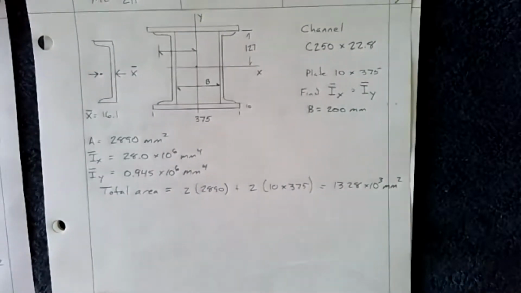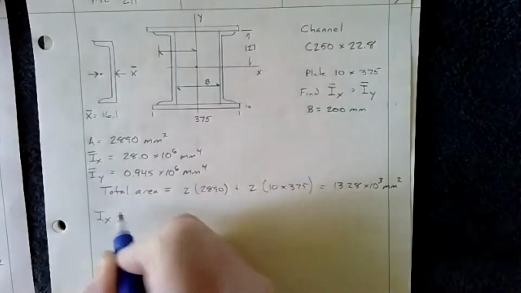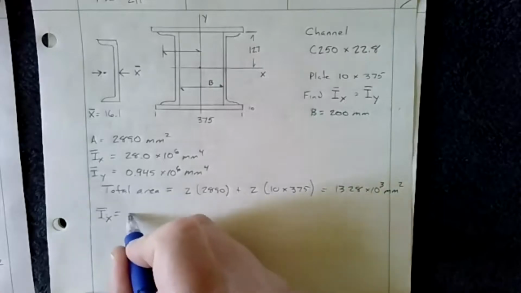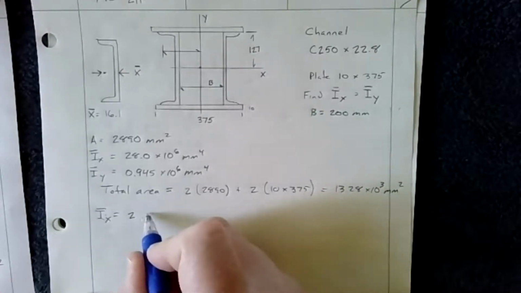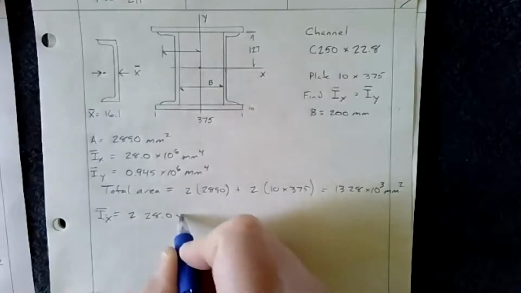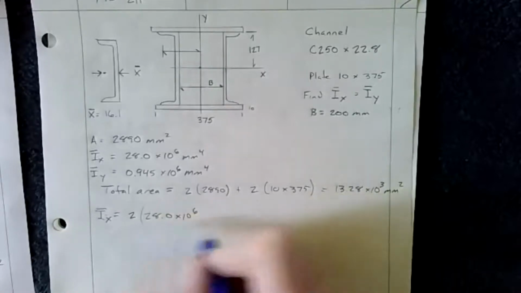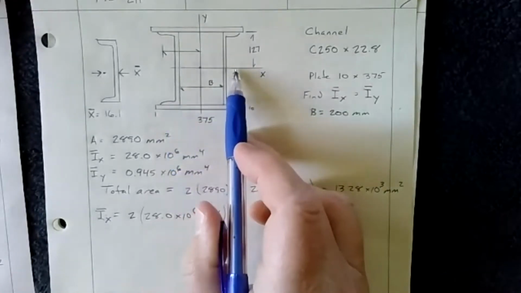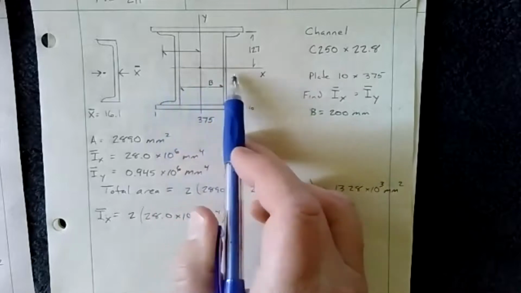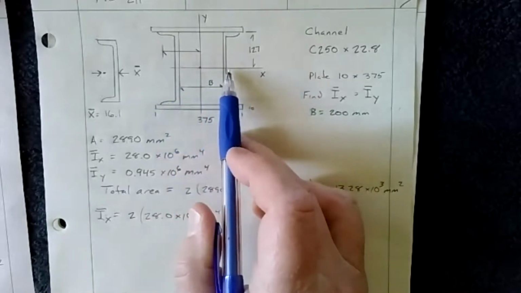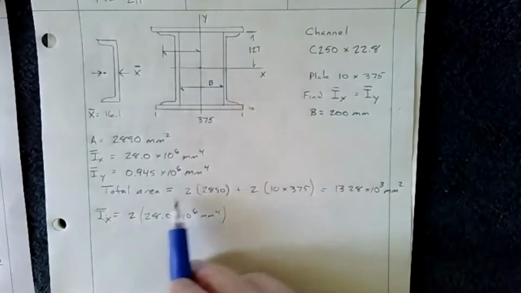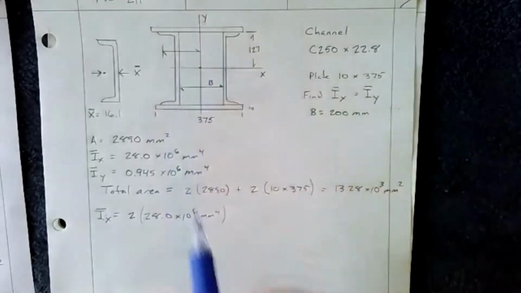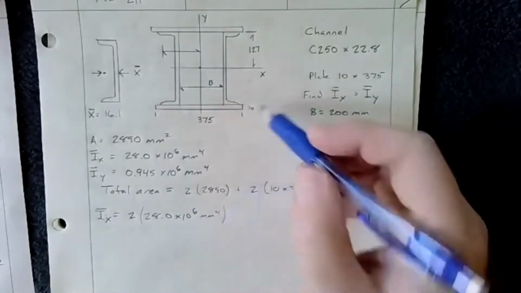Then if we want to find IX, that's going to equal 2 times the 28.0 times 10 to the 6, right? Because we have these two, and we're going about the x-axis. So we're at the center of the x-axis for these channels, so we don't need to use the parallel axis theorem. And then we're going to add in what we get with the plates, and this is very similar to the problem we just did.